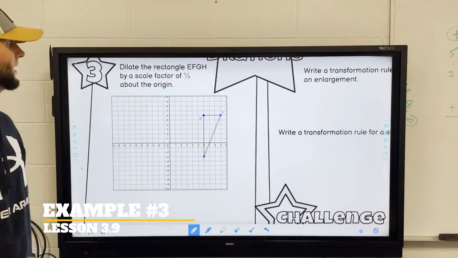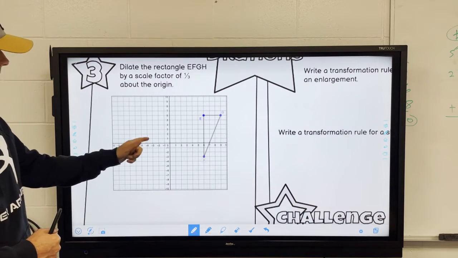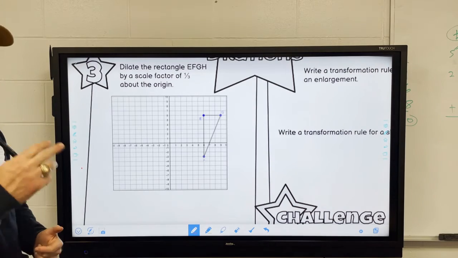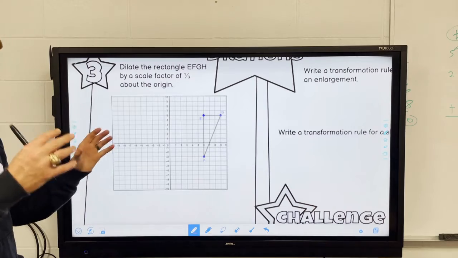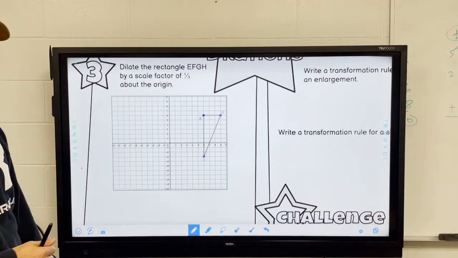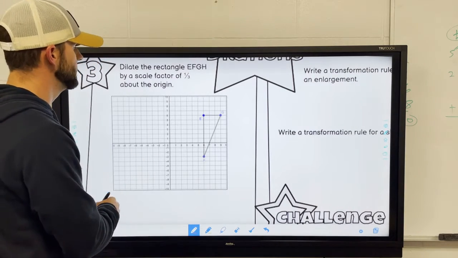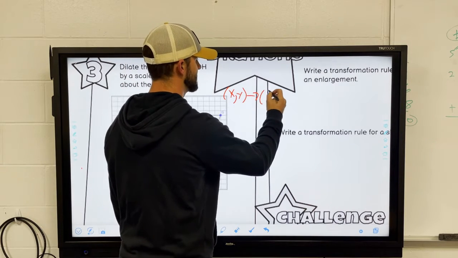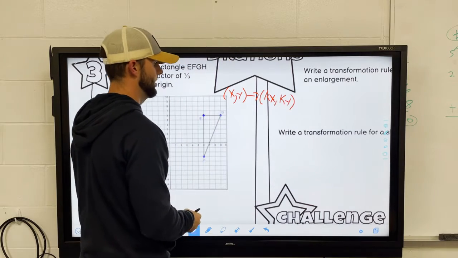All right, and lastly, look at example number 3. It wants me to dilate the rectangle EFGH, which we don't have a rectangle here, we have a triangle, so it looks like it's just EFG, by a scale factor of 1/3 about the origin. Again, I told y'all earlier that if your k value is in between 0 and 1, it's going to be a shrink, or it's going to get smaller, okay? So in between 0 and 1 is going to be 1/3, so it's going to be getting smaller. So let's go ahead and do this. Remember, I'm doing (x, y), and I'm multiplying x by the scale factor and y by the scale factor, okay?